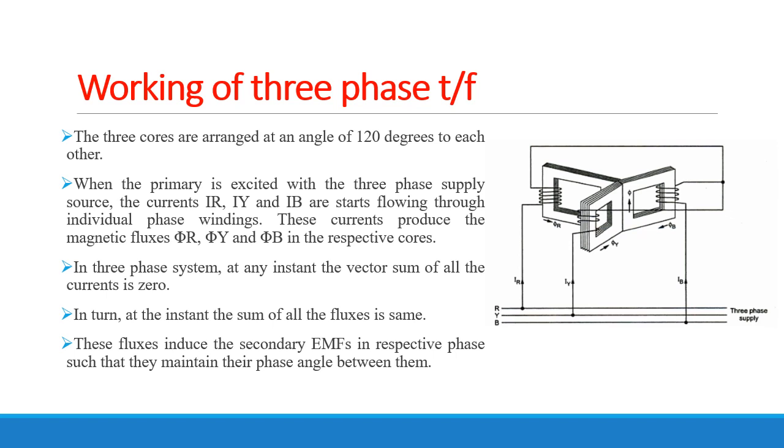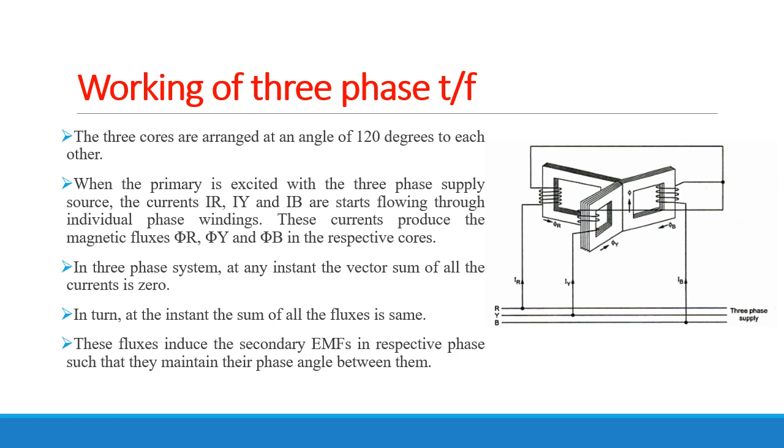Working of the three-phase transformer. In three-phase transformer, three cores are arranged at an angle of 120 degrees to each other. When the primary is excited with the three-phase supply source, the currents IR, IY, IB start flowing through the individual phase windings. These currents produce the magnetic flux phi R, phi Y, phi B in the respective cores.